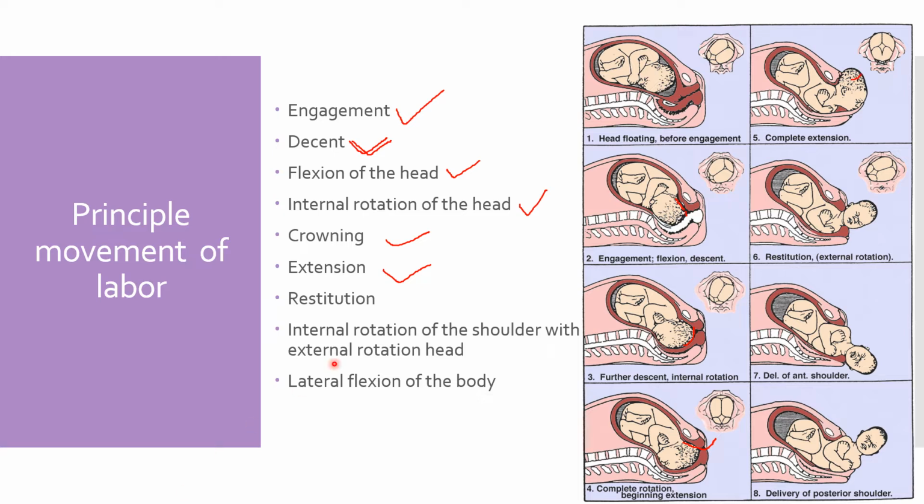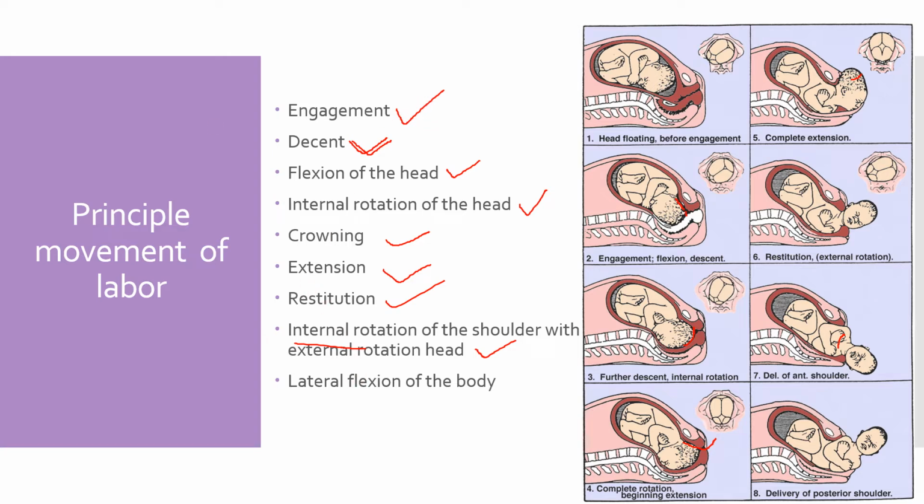Then after the extension, there will be the restitution. Here the head further externally rotates 1/8 of the circle. After that restitution, the internal rotation of the shoulder with the external rotation of the head. This will happen simultaneously. The internal rotation occurs inside the pelvic cavity, and simultaneously the external rotation of the head will also occur. After that, there will be the lateral flexion of the body. So these principal movements, each and every step, we will be seeing in detail.